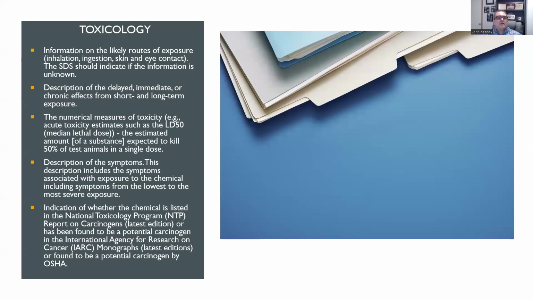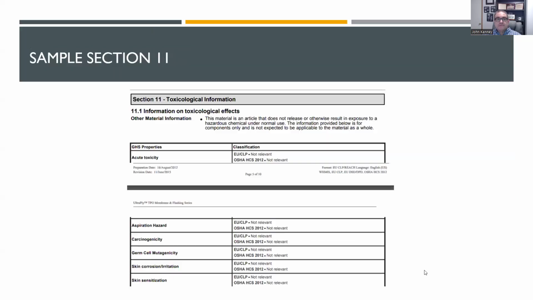Toxicology: information on the likely routes of exposure for inhalation, ingestion, skin, and eye contact. Description of delayed, immediate, or chronic effects. Numerical measures of toxicity. Description of the symptoms, and an indication whether the chemical is listed as a potential carcinogen, or other areas of interest that are required by OSHA.